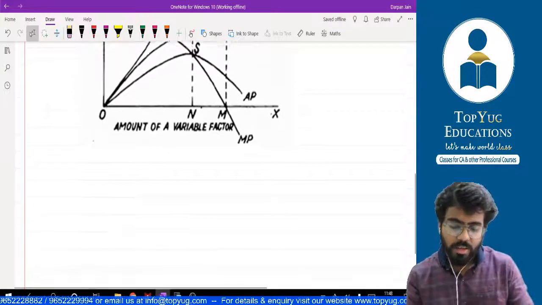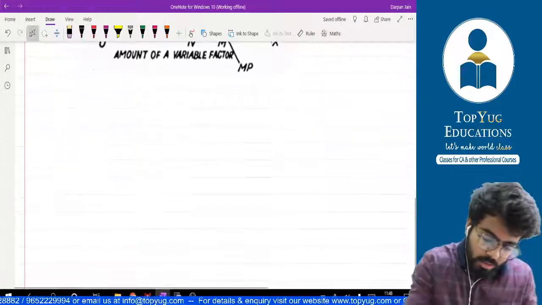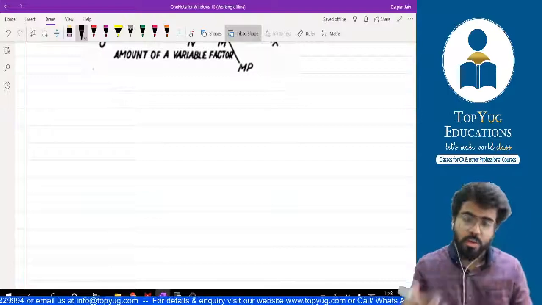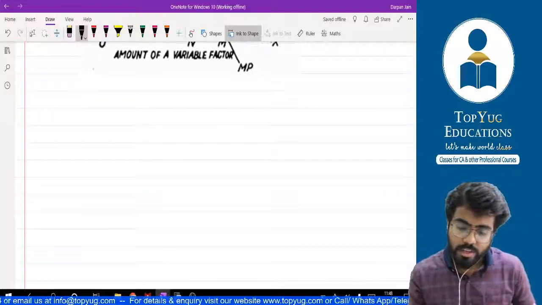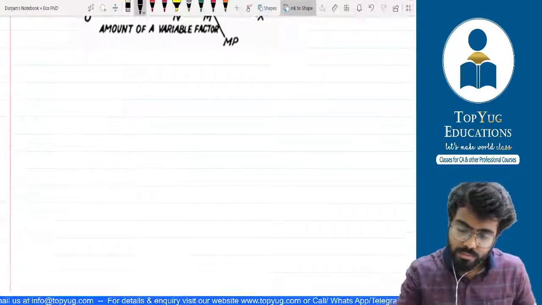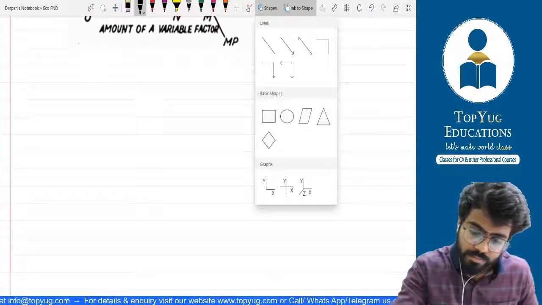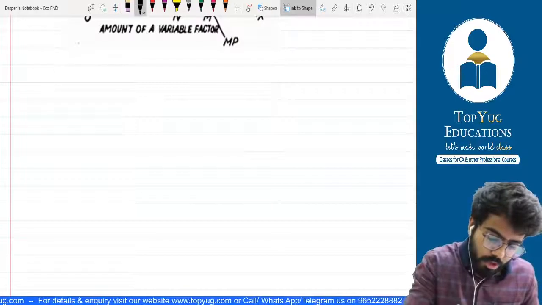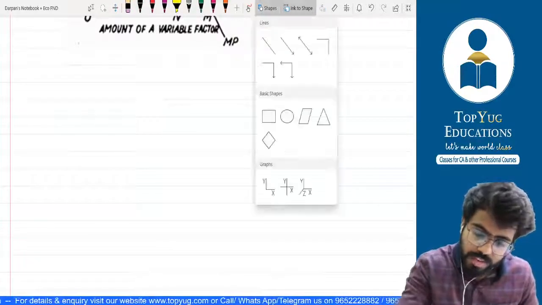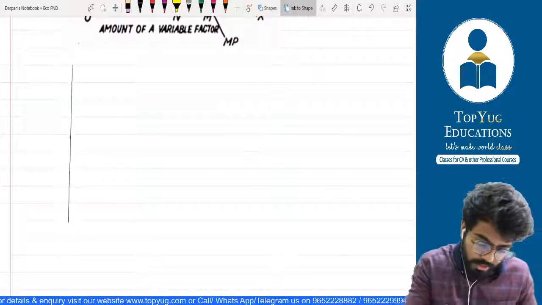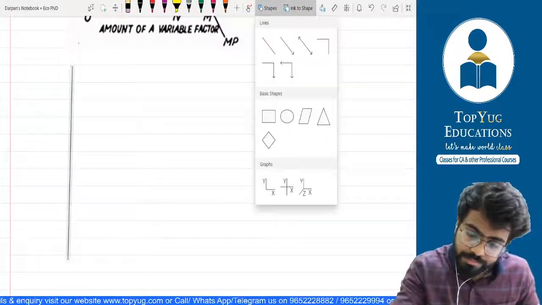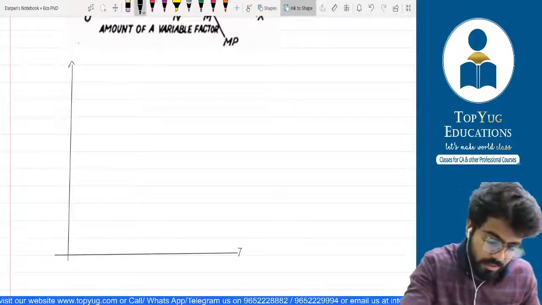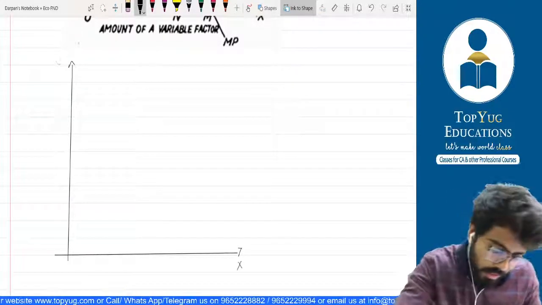Okay? So to not cause much confusion here, we'll also try drawing this graph again. So draw your y-axis and x-axis. As usual, I'm very bad at drawings. All right, but this helps. These automatic lines help. Okay.